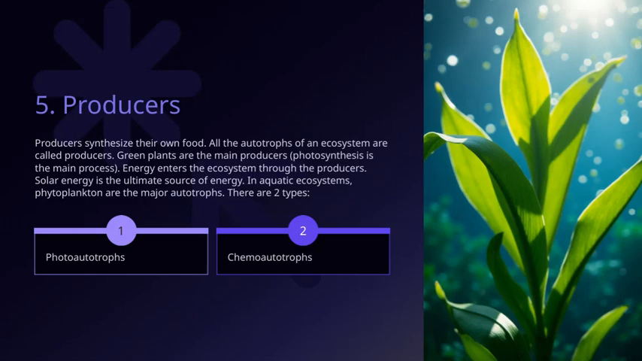Let's take a closer look at the two main types of producers: chemoautotrophs and photoautotrophs. First, all producers are organisms that can synthesize their own food, which makes them the foundation of any ecosystem. When we talk about all the autotrophs in an ecosystem, we're referring to these producers. Green plants are the most familiar example, and they mainly produce food through a process called photosynthesis. This process uses solar energy, sunlight, to convert carbon dioxide and water into glucose and oxygen. So, energy actually enters the ecosystem through these producers, making them crucial for supporting all other life forms.